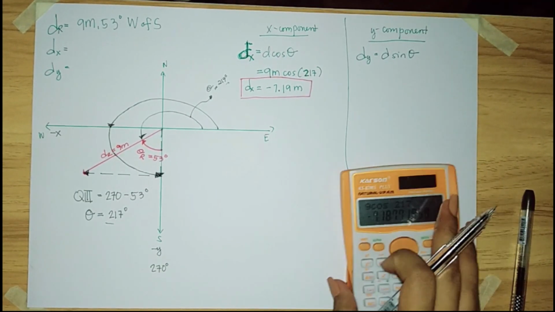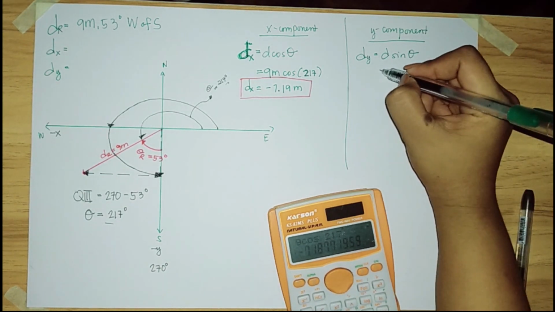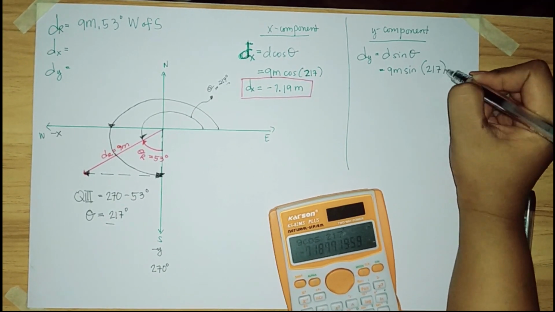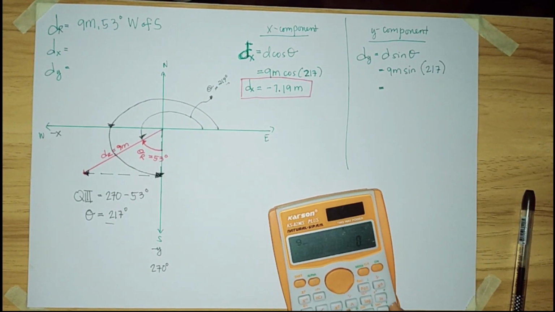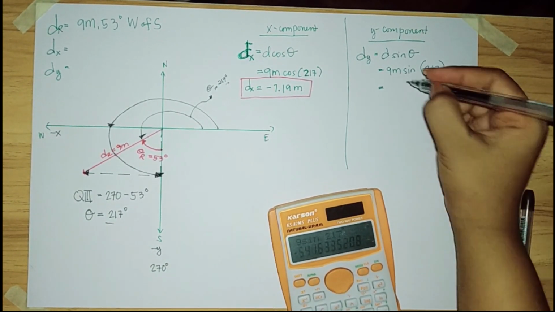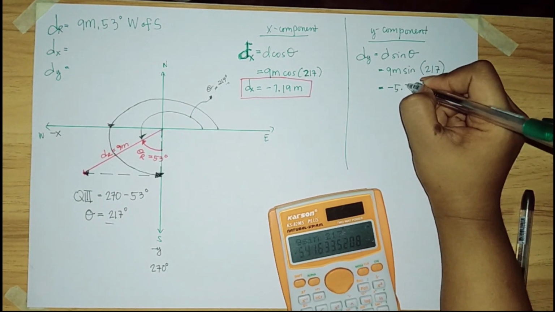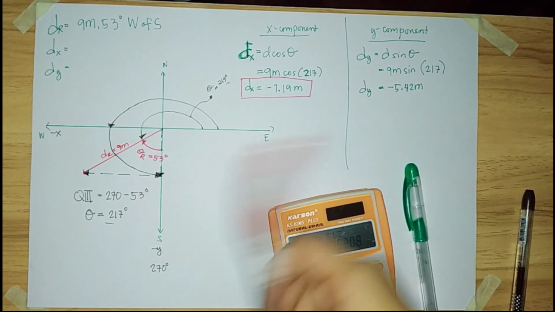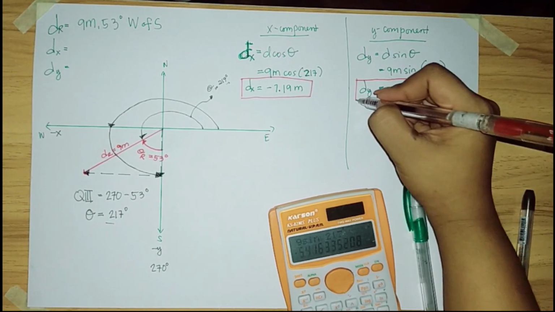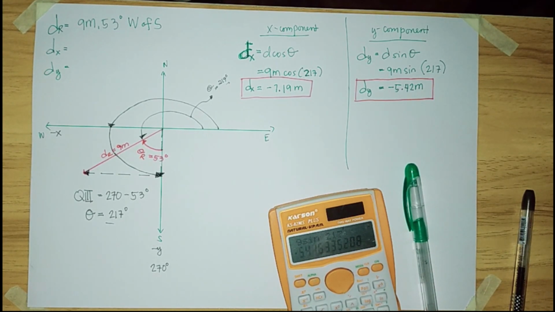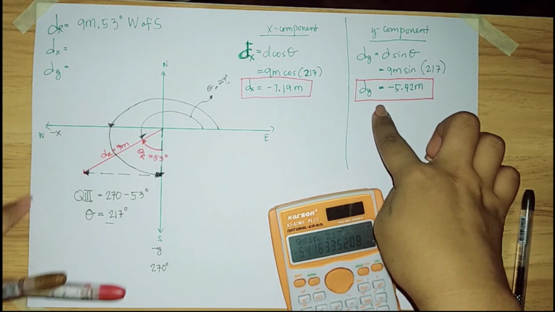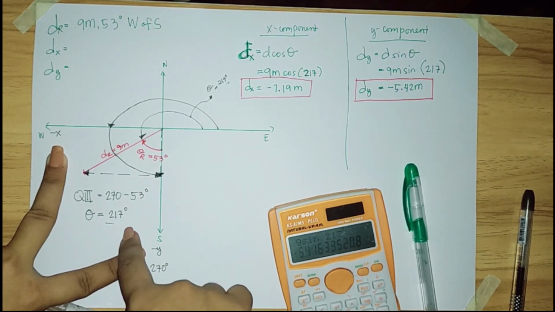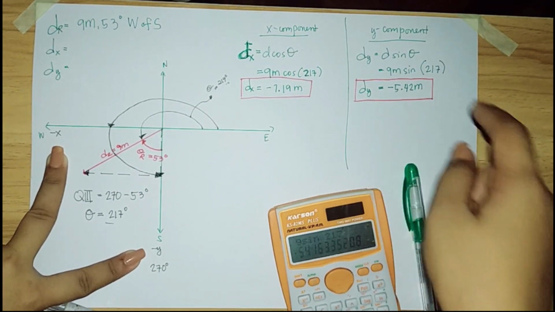Next, let us have the y component. So 9 meters sine, what's the angle? It's 217. So let's solve 9 sine 217. We have negative 5.42 meters, and this is for the d sub y. If you can see, our x and y values have negative signs. This gives us proof that we got the right angle and also the right process.